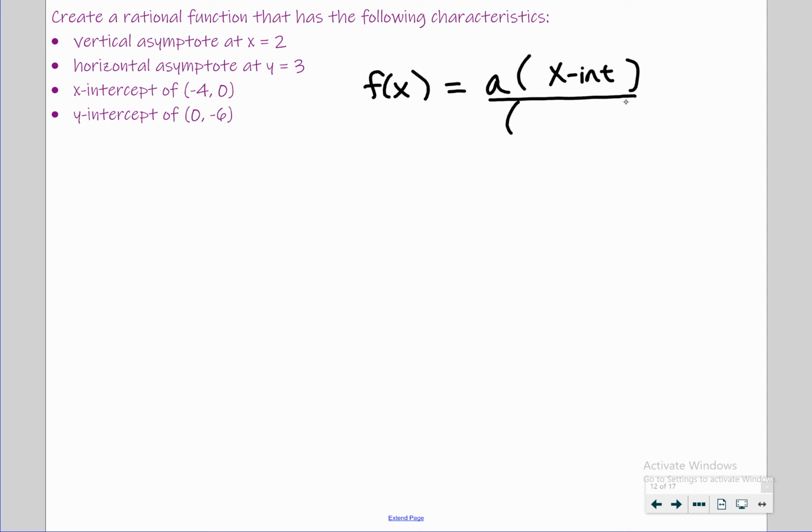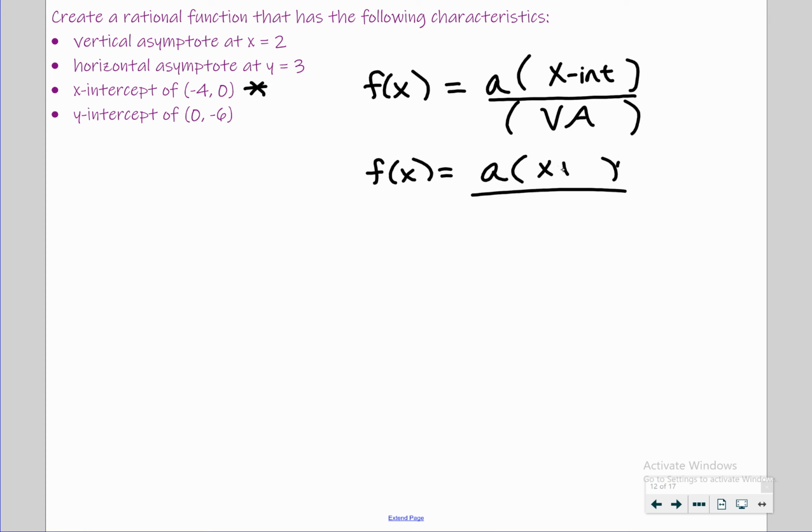And then what comes from the denominator? Do you remember? The vertical asymptotes are going to come from the denominator. So you can kind of use this as like a fill-in, all right? I'm going to keep that a there for the moment. If I want, let's see, what are my x-intercepts? Oh, I actually only have one x-intercept. That's going to make our life easier. If I want to have an x-intercept at -4, what needs to be the factor up there?